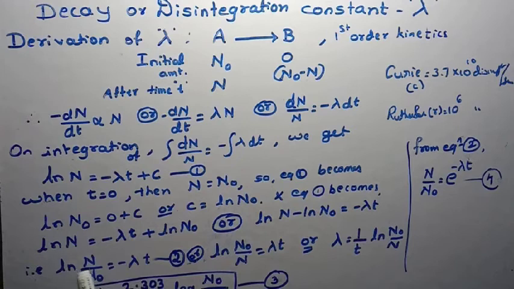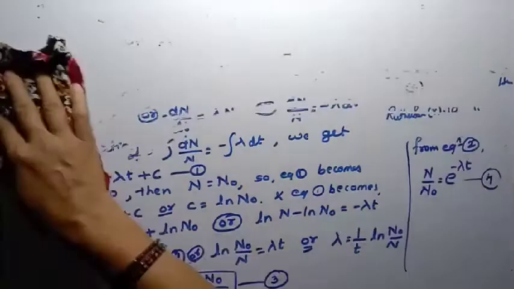From this equation, where ln N by N0 is equal to minus lambda t, we can also write N by N0 is equal to e raised to minus lambda t. Say this is equation 4. Okay, with this we'll move on to the next topic, that is half-life period.